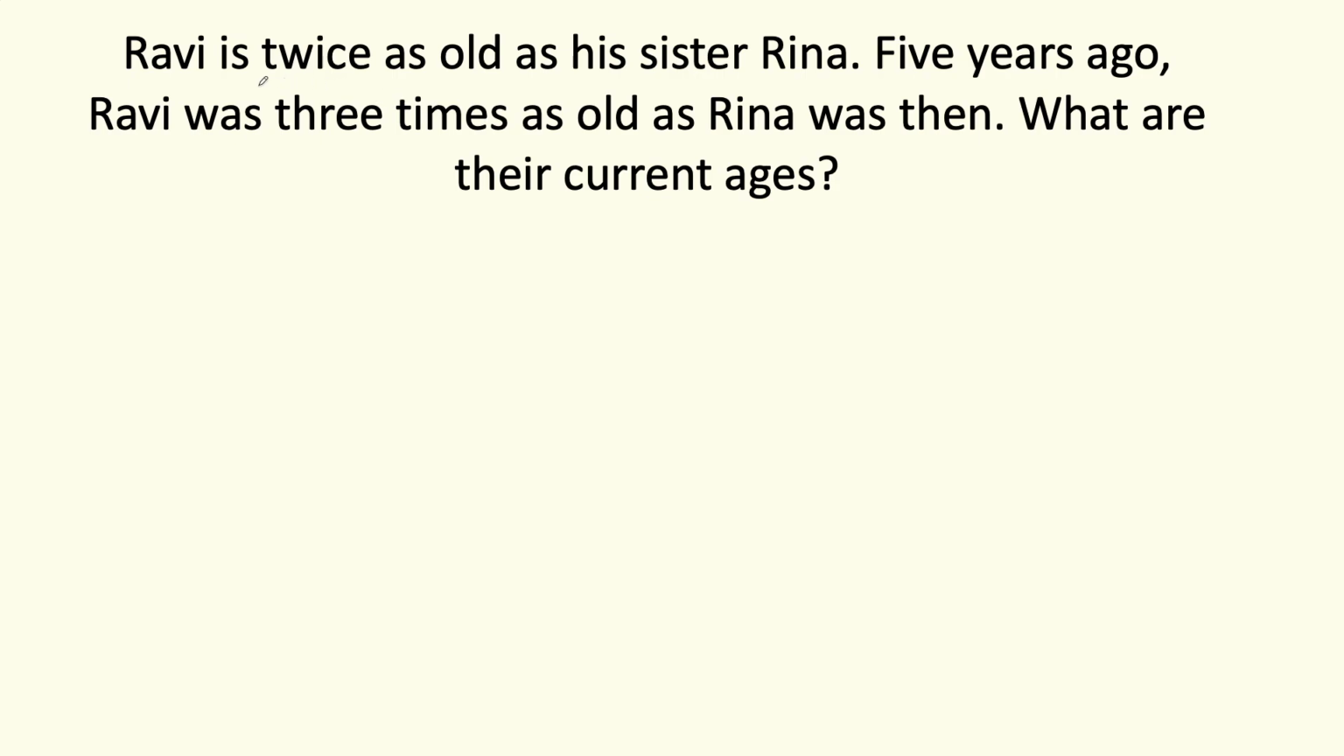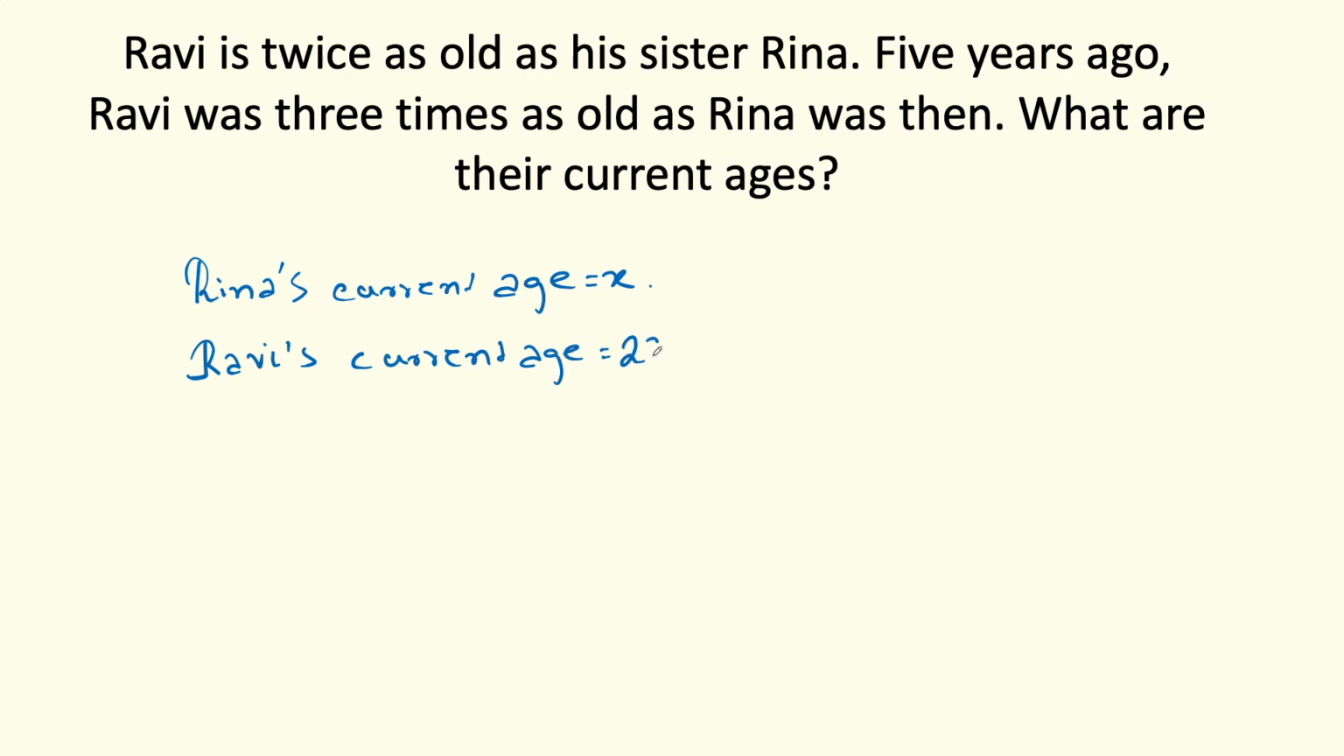If you read the first statement, Ravi's age is dependent on his sister Reena. In such cases, it is always better to consider a variable for the age of the person on whom the other person's age is dependent. So let us consider here Reena's current age is equal to x. Hence, Ravi's current age, according to the first statement, would be equal to twice x.